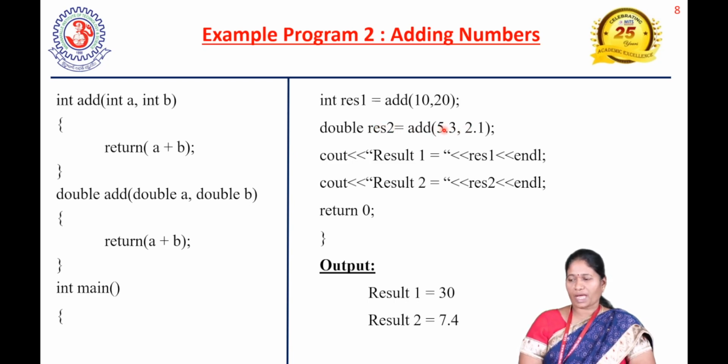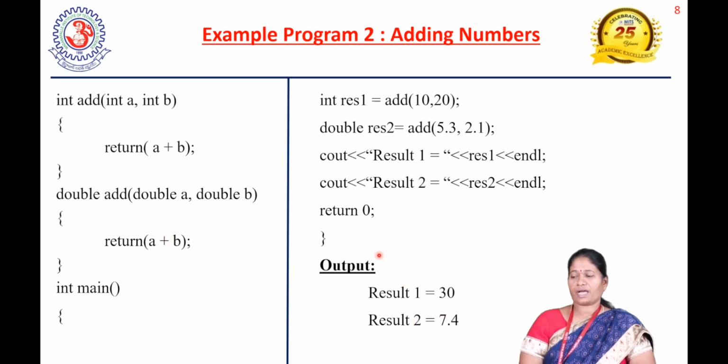So within that add, I'm going to pass two arguments. One is 5.3, another one is 2.1. These values are to be passed in this place. After passing that, it will add 5.3 plus 2.1, so of course you will get your 7 point value.